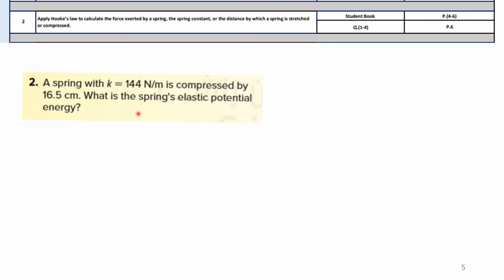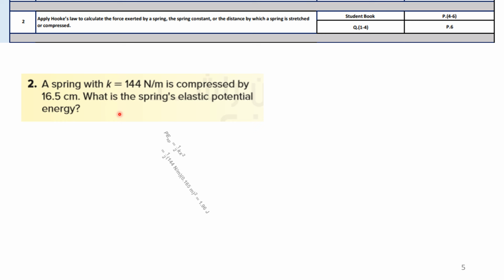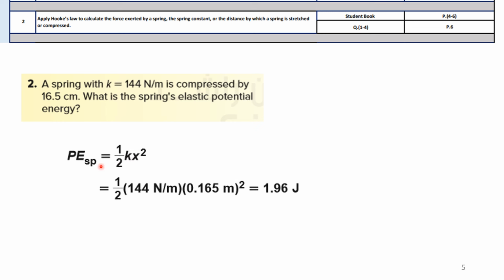So here is a small example. A spring with a constant k equal to 144 Newton per meter is compressed by 16.5 centimeters. Of course we have to convert it to meters first of all. The question is, what is the spring's elastic potential energy? To do that, we apply the equation half kx squared, and k is given as 144. After converting 16.5 cm to meters, we got 0.165 to the power of 2, which gives 1.96 joules.